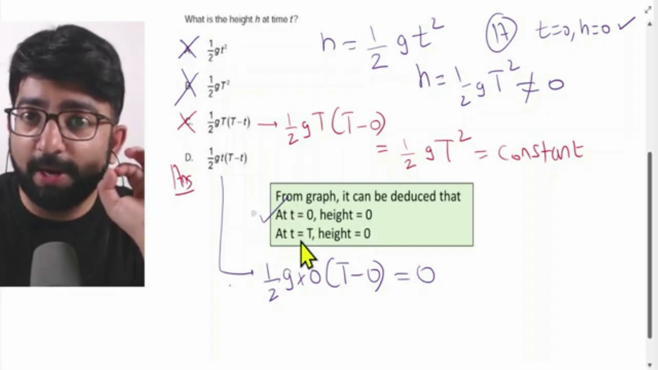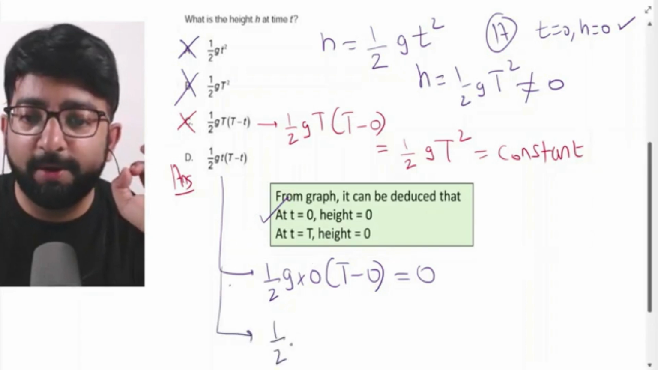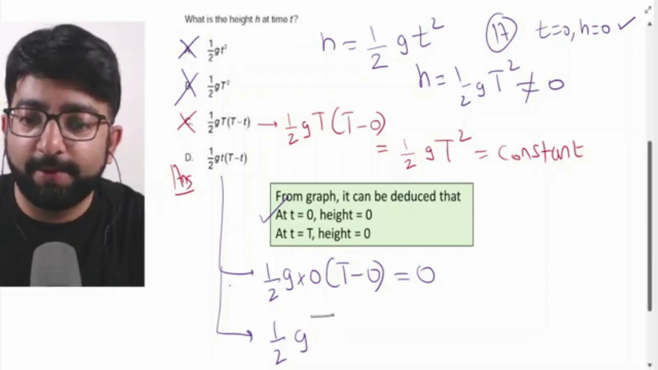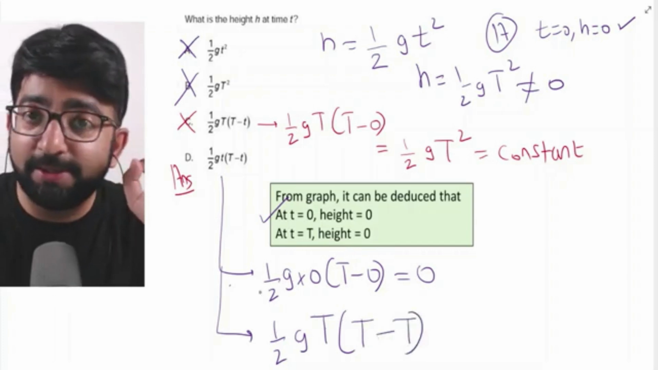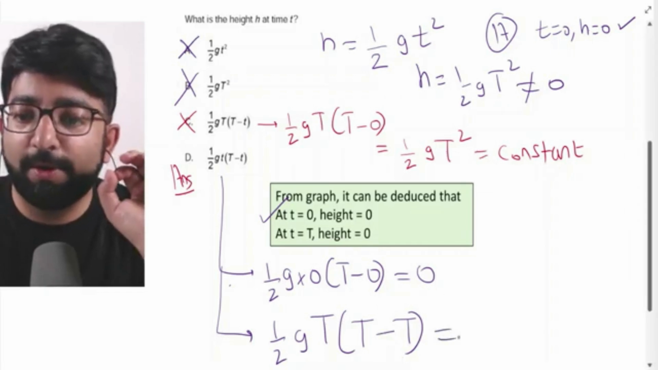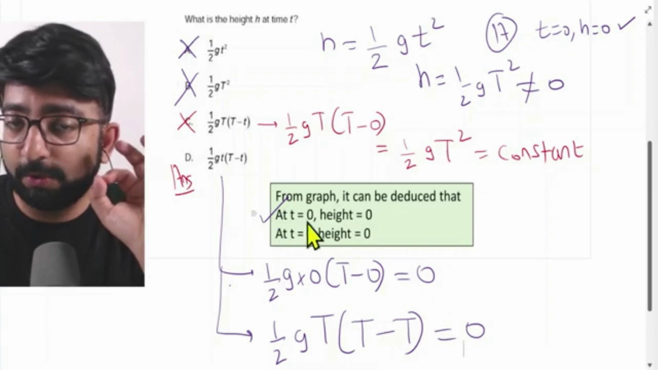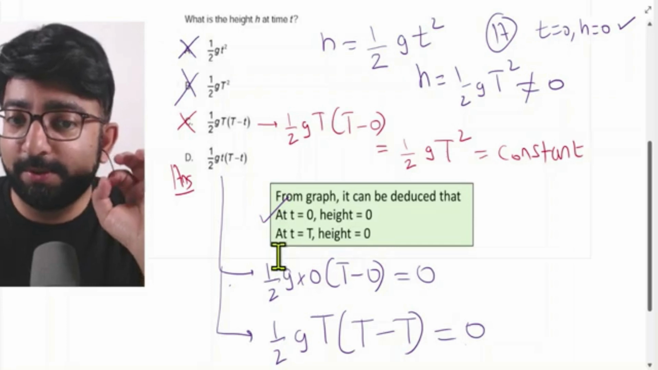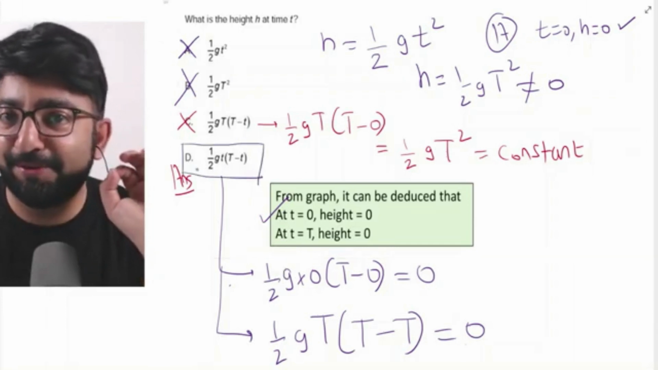Now, instead of the time, we will put capital T. So let's put that in, and let's see what we get. Half g t, the small t, which in this case will be capital T, multiplied by capital T minus capital T, since we are considering time is equal to capital T, which will also become 0, which means the height value is 0 at both the points. Time t is equal to 0 and capital T. Hence, option D is satisfying both the conditions. And that is why we say option D is the right answer to this question.